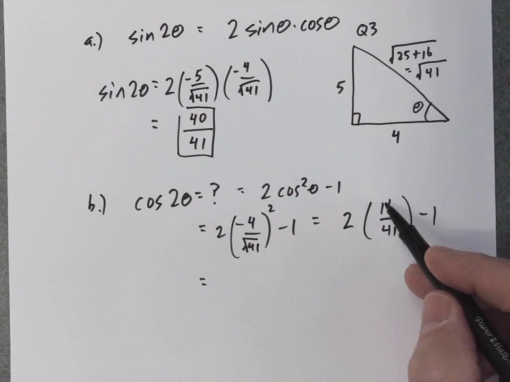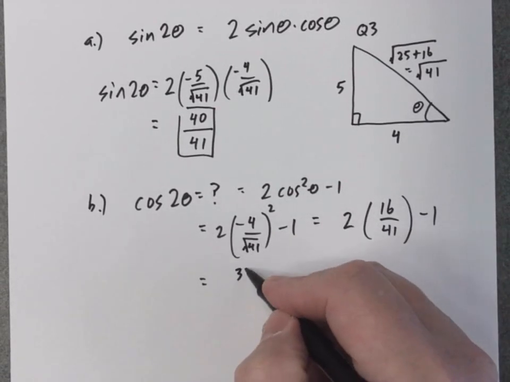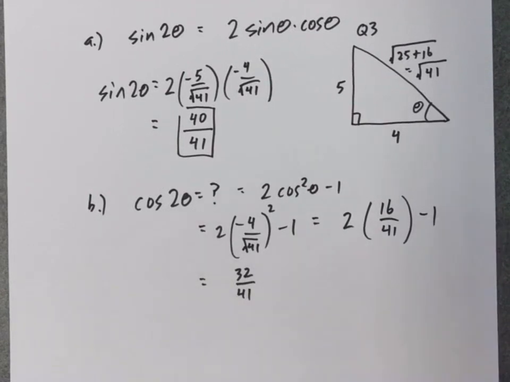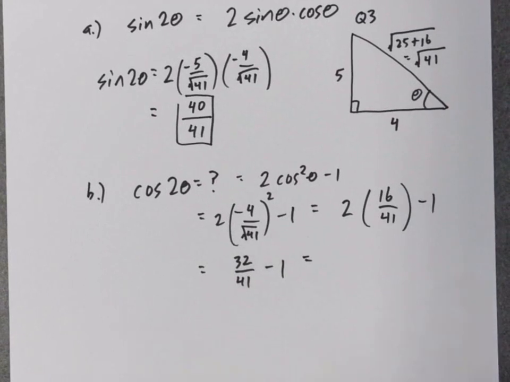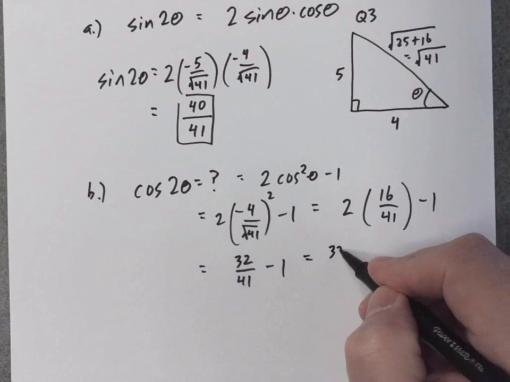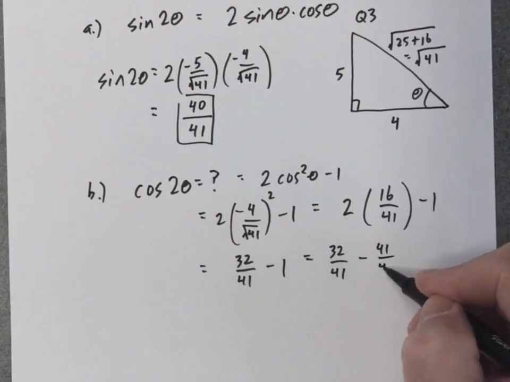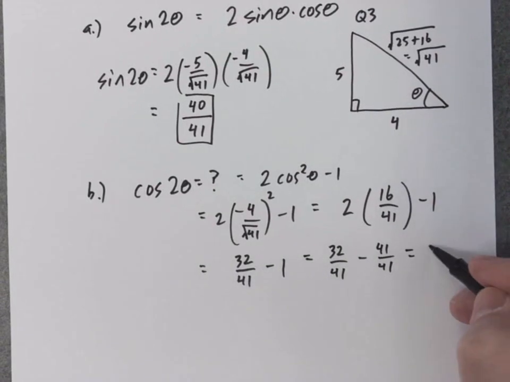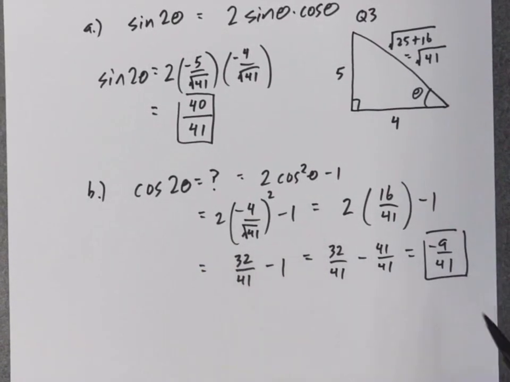So 2 times 16 over 41, you take the 2 times the 16, so you get 32 over 41 minus 1. Now if I want to combine this into one fraction, I'm going to make 1 into 41 over 41. And you end up with negative 9 over 41. So the cosine of 2 theta is negative 9 over 41.